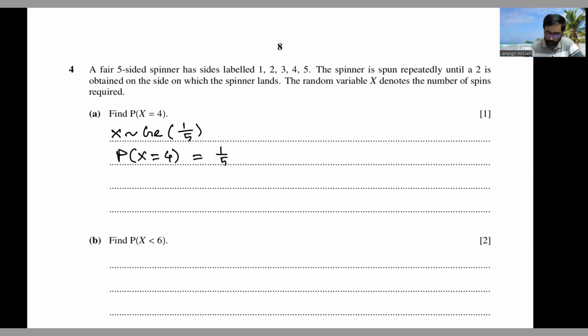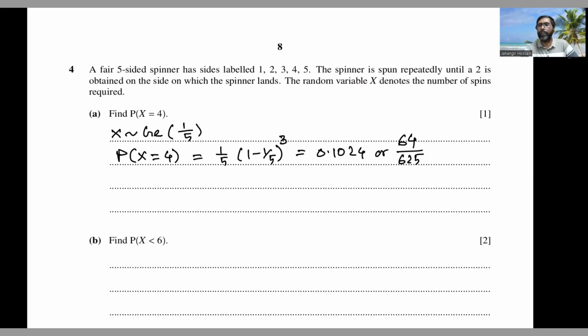So for X equals 4, the probability is 1 by 5 into (1 minus 1 by 5), because on the first three spins we did not get a 2. So the probability is 1 by 5 times (1 minus 1 by 5) to the power 4 minus 1, that's 3. That's the probability of this one. If you write it in decimal, it will be 0.1024, or you can keep it in exact fraction, which is 64 by 625.